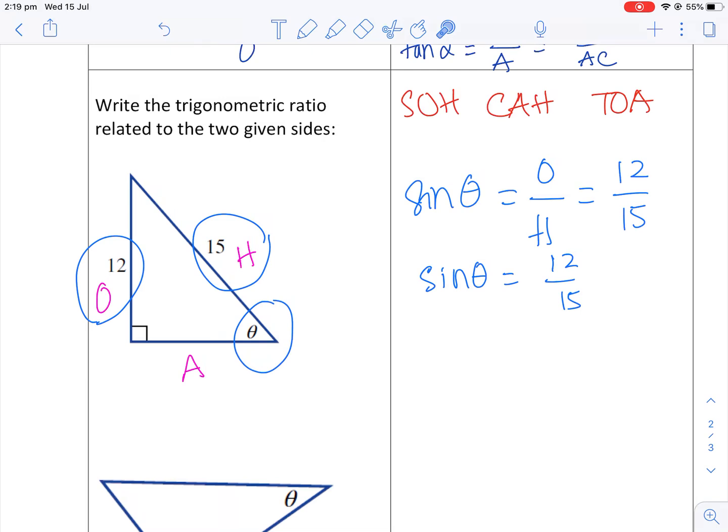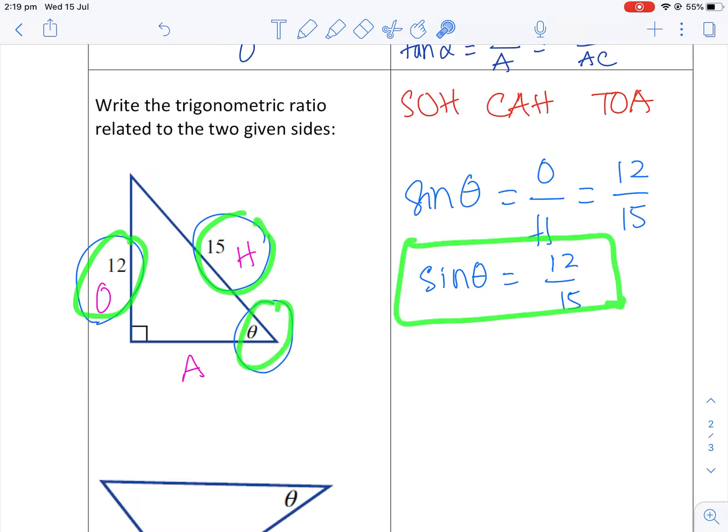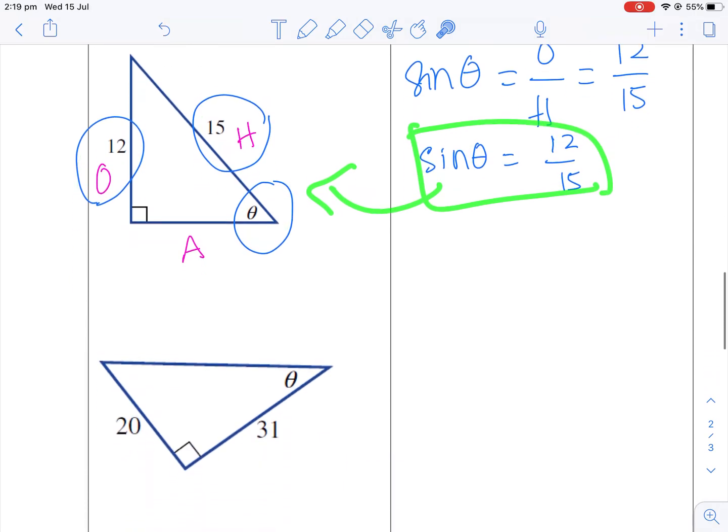So you can see here, we have the measurements of O, H, and this angle. And this trigonometric ratio represents all three measurements: theta, 12, and 15. Okay, so this is the final answer for this question.